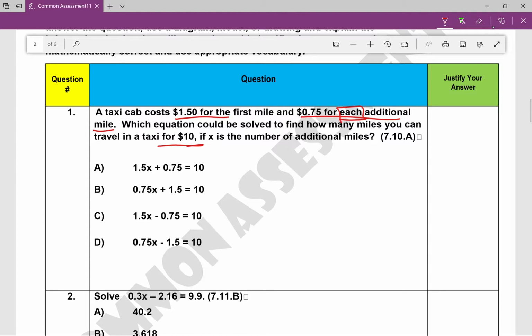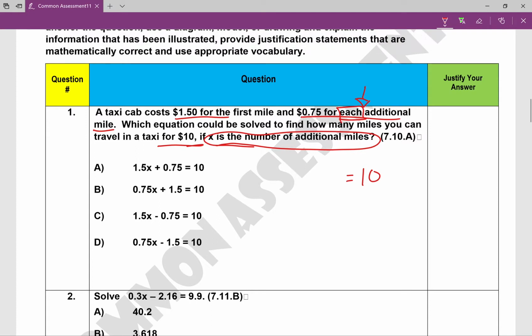What is X? The number of additional miles. So we're looking for the number of miles, and we know by what we learned that whenever the variable goes with the word each. Okay, we also know how much he spent, and the total that he spent was how much? $10. So something equals $10. Everybody agree? Okay. So now we said the variable goes with the word each. What is with the word each?